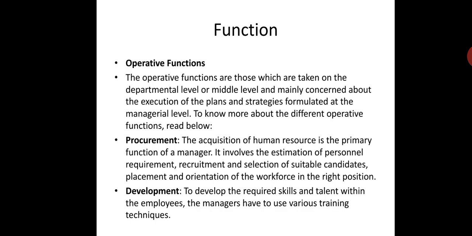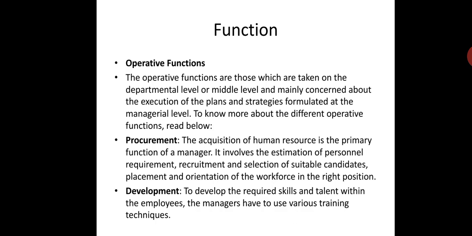Okay. First is procurement. Acquisition of human resource is the primary function of a manager. It involves estimation of personnel requirement, recruitment and selection of suitable candidates, and the placement and organization of workforce in the right position. So what is the difference between managerial and operative functions? Managerial function is what the top management decides. Whenever an organization is formed, a CEO, that is top level management, decides. The CEO says we need 10 IT managers, we need 3 human resource managers, we need different kinds of people. But operative function is actually finding them, actually doing the work. Okay, so in procurement, it is estimating how many persons are required.